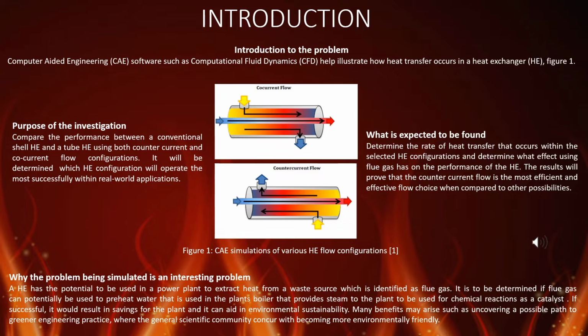It is currently hypothesized that a heat exchanger has the potential to be used in a power plant to extract heat from a waste source which is currently identified as flue gas. It will be determined if flue gas can potentially be used to preheat the water, which will create the steam for the plant to be used for chemical reactions as a catalyst. If successful, it would result in potential savings for the plant due to less energy being required to boil the water.